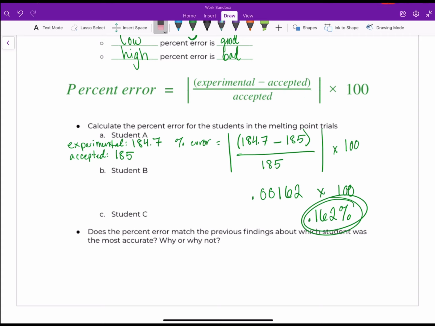To recap what we did to solve that, we figured out what the experimental and accepted values were, and then we set up our equation. So we had the experimental minus accepted divided by accepted, just like this, times 100. We put that into the calculator. We got our sig figs, made it positive because of absolute value, and then multiplied it by 100 for our final answer. So go ahead and pause here and try student B and student C, and then we'll go over the answers in just a moment.